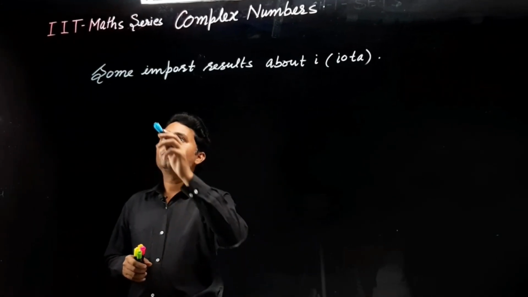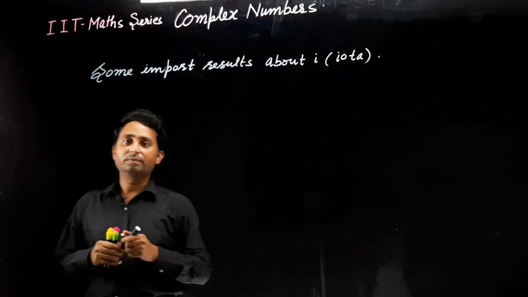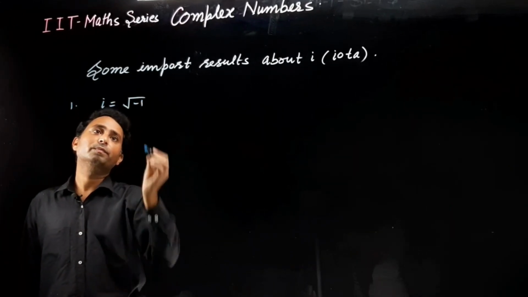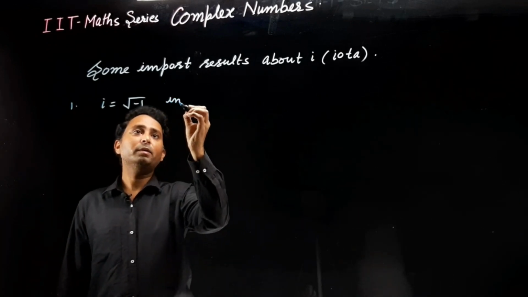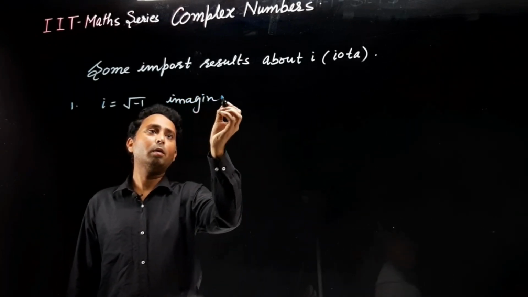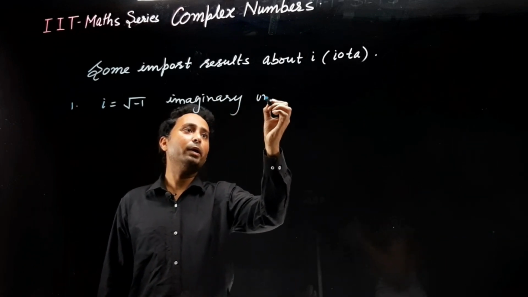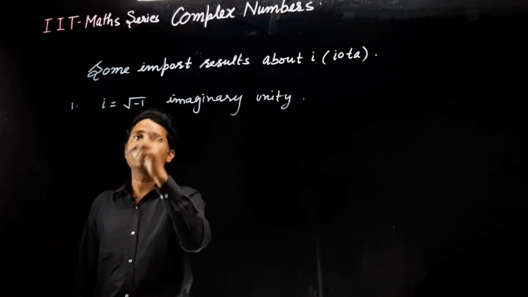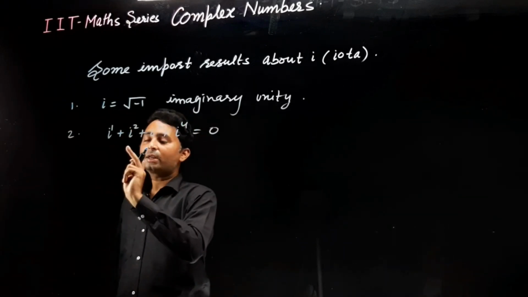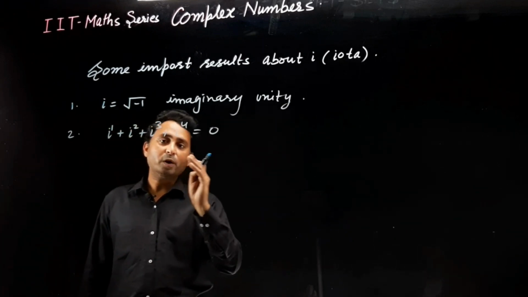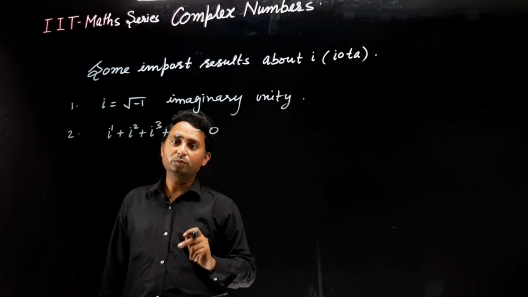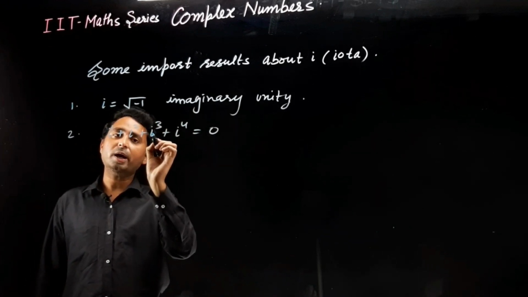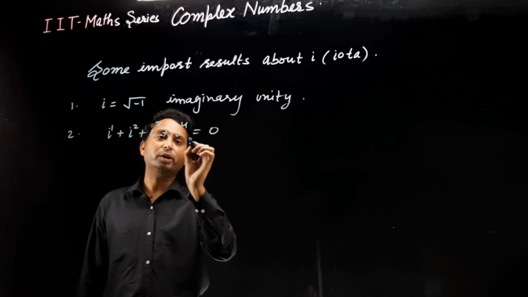So, some important results about iota. First of all, iota is the square root of minus 1. That is called the imaginary unity, iota, square root of minus 1. And second thing, the sum of 4 consecutive powers of iota is always 0. Like iota to the power 1 plus iota to the power 2 plus iota to the power 3 plus iota to the power 4 equals 0.